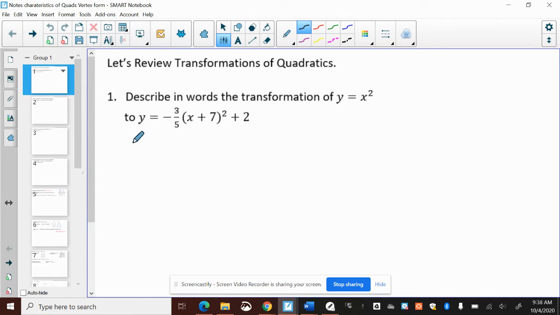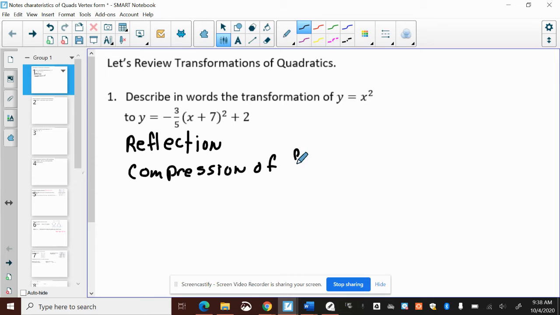First one is there a reflection? And the answer is yes, because it begins with a negative. This guy here is saying, yes, there is a reflection. Then we want to answer, is there a shrink or a stretch or a compression? There is a compression. This number here, disregard the negative, that only shows reflection. 3/5 is less than 1. So there is a compression, a factor, 3/5.